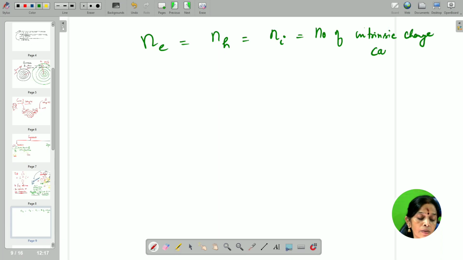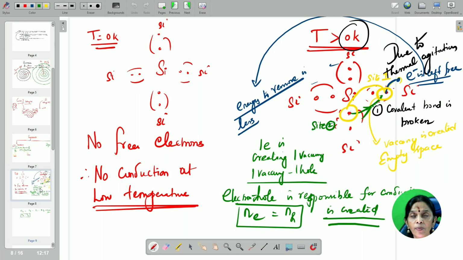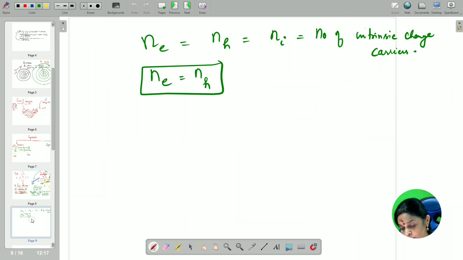Charge carriers. So therefore you can say Ne is equal to NH is developed, where Ne is equal to NH is developed in a pure semiconductor only at T greater than 0 Kelvin. When T is equal to 0 Kelvin, no free electrons, no conduction possible at low temperature. So hence you can say that at T is equal to 0 Kelvin, the conduction band is empty.